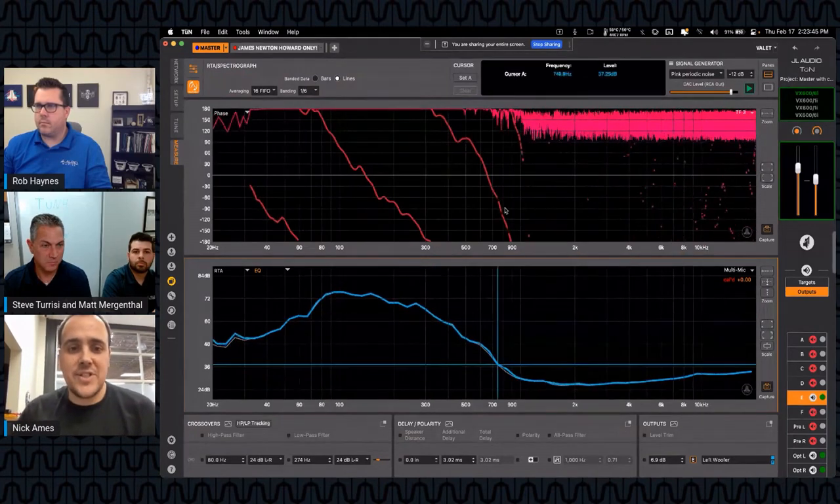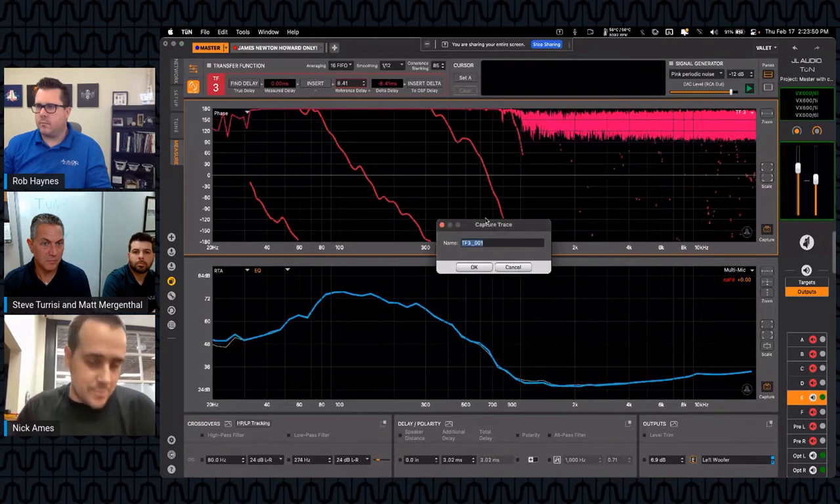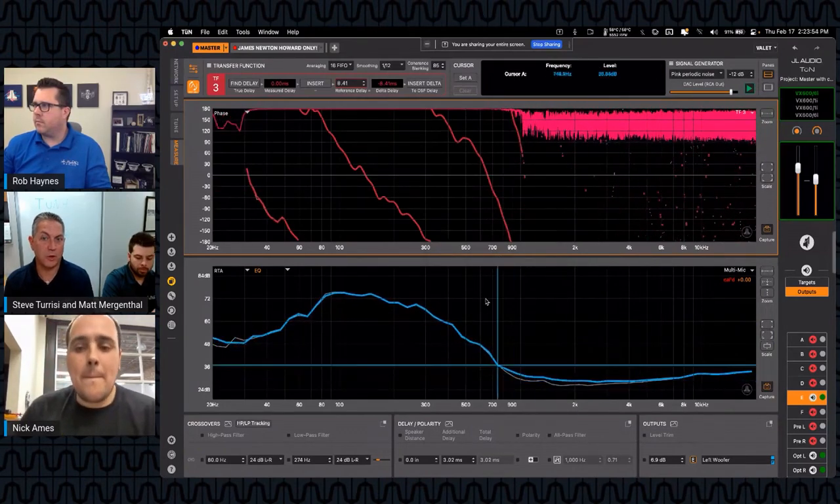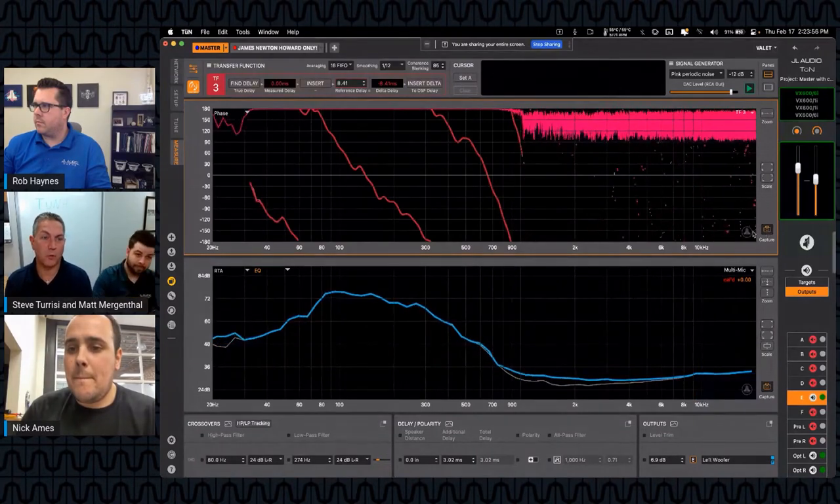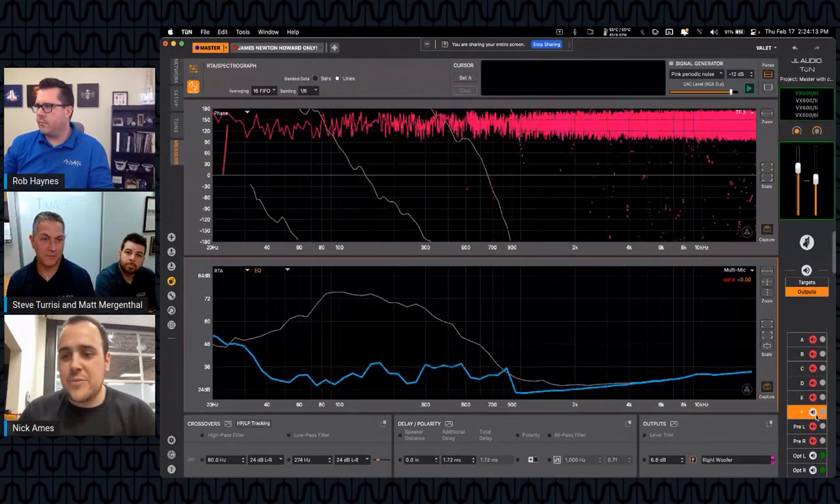I'll capture this speaker, and then I'll also capture the phase response. And to capture, I'm just pressing the space bar. There is a button that you could click. It looks like a little camera in the lower right-hand corner of each of the graphs that does the capture as well. I just want that to be captured so that I can unmute this one and compare it.